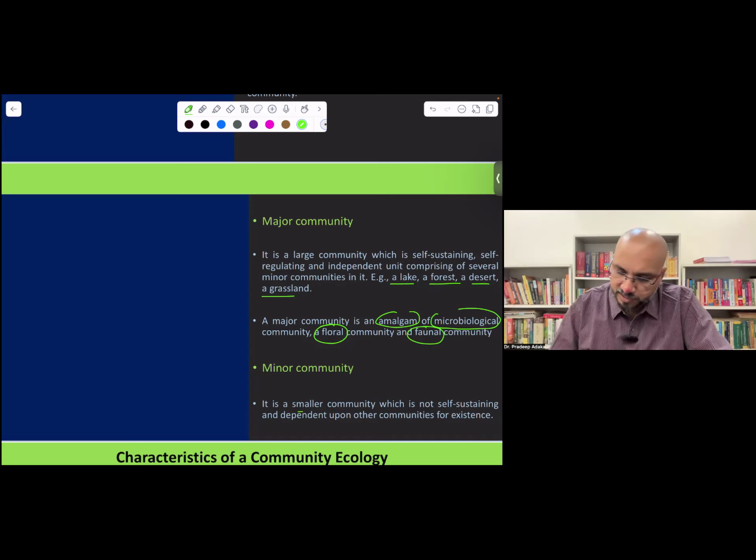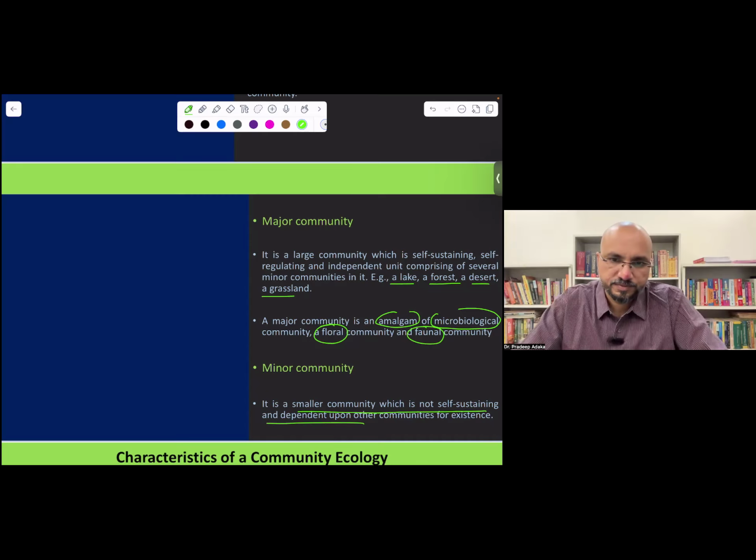That is a minor community, a smaller community which is not self-sustaining or independent. They require other communities for existence. Whereas a major community is self-sustaining. Plants produce their own food, and they provide food to the herbivores. Herbivores are prey for the carnivores. When herbivores or carnivores die, microbes decompose them and recycle the nutrients. So it is a self-sustaining community. It is called a major community.